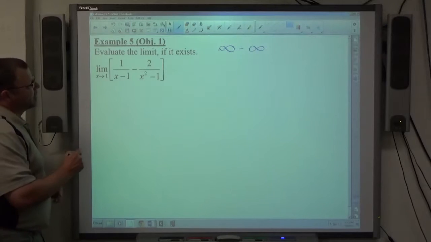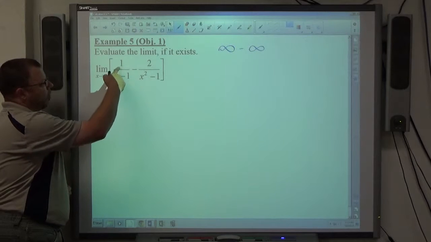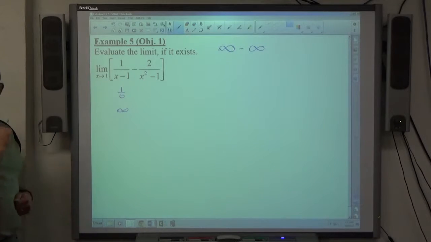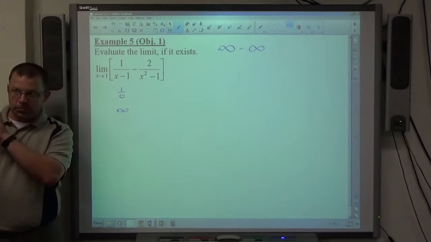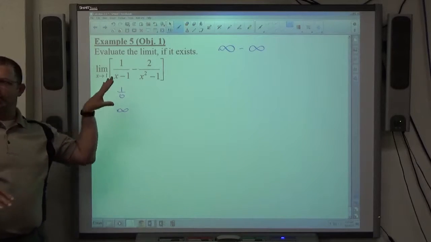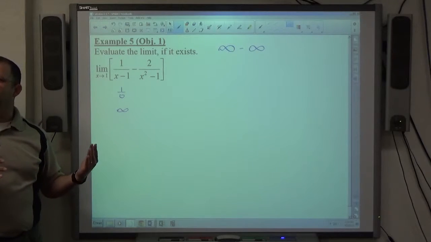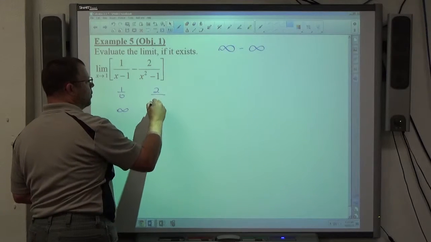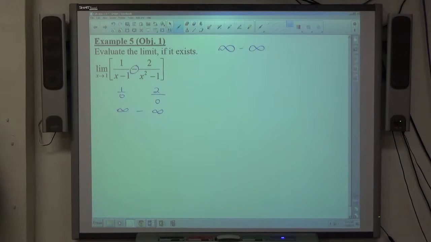The way I see this happening here is if I substitute 1 into this expression, 1 over x minus 1, I'm going to get 1 over 0, which is infinity. You take any number divided by 0, as you get closer and closer to 0 on the bottom, you're either going to be going up to positive infinity or down to negative infinity. Just in general, we call that infinity because we can do some algebraic stuff to it to get a better clue as to what this is. The same thing here, if I substitute 1 into this expression, we get 2 over 0, which is infinity. They're being subtracted, so infinity minus infinity is our indeterminate form happening on this one.